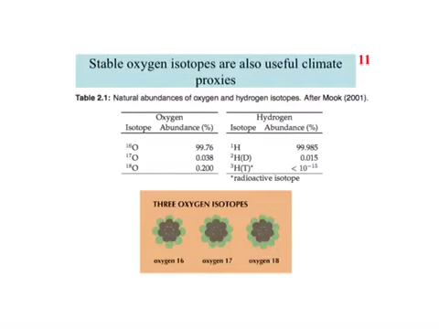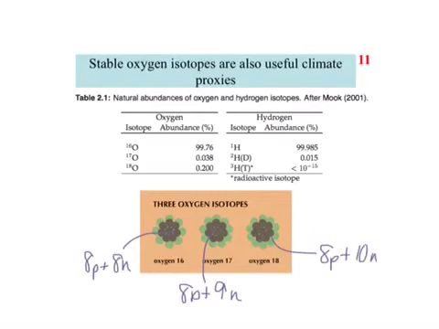Oxygen-16, which consists of 8 protons and 8 neutrons, is the most abundant. Oxygen-17 is only really available in trace amounts, but it consists of 8 protons plus 9 neutrons. And then oxygen-18 is actually fairly abundant as far as isotopic concentrations go, and it consists of 8 protons plus 10 neutrons.